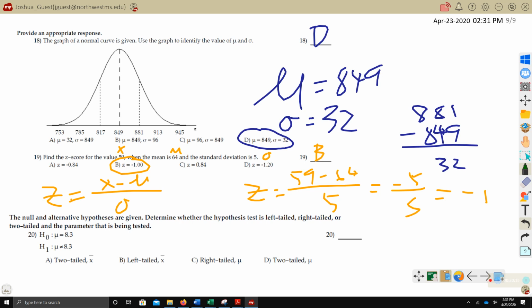So first off, we are dealing with mu, okay? So that means we can't have this one and we can't have this one because they're both x bar. So we need to chunk those in the garbage, okay? So we also look at this not equal means it's on both sides of mu. That means it's to the right and to the left. There's a tail to the right, a tail to the left. It is two-tailed, and mu is our parameter being tested here. So that is two-tailed. It is mu, and that is D for number 20.